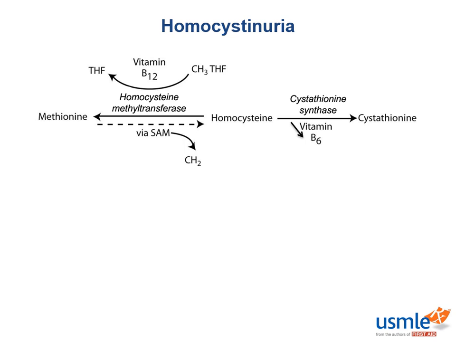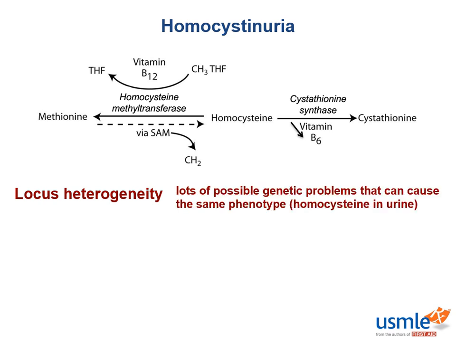This is a disease that exhibits locus heterogeneity. Do you remember what locus heterogeneity is? It is when the same phenotype can be caused by several different mutations at different loci. Homocystinuria has 4 different causes.